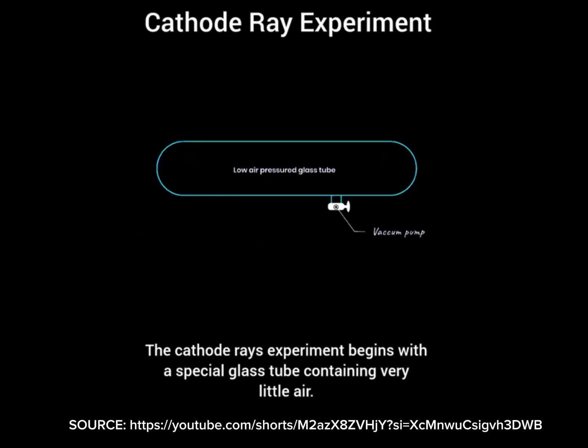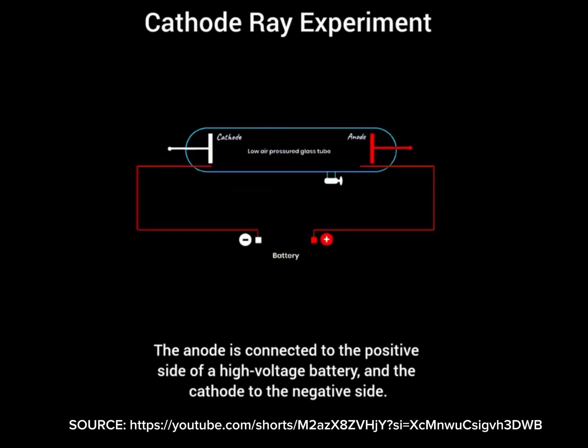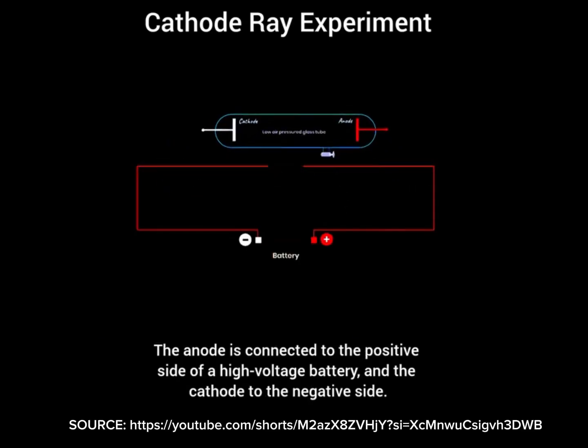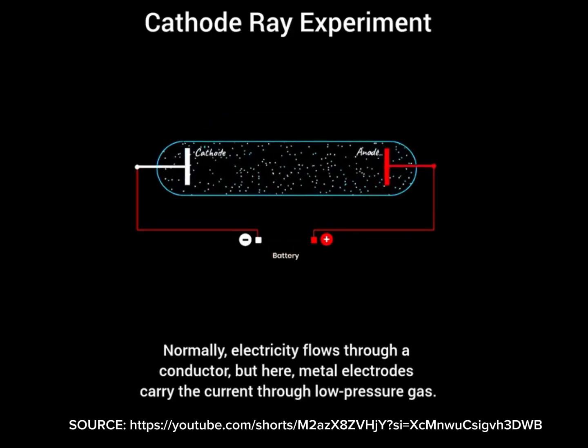The cathode rays experiment begins with a special glass tube containing very little air. Inside, two metal plates called electrodes are placed, the anode and the cathode. The anode is connected to the positive side of a high-voltage battery, and the cathode to the negative side. Normally, electricity flows through a conductor, but here, metal electrodes carry the current through low-pressure gas.